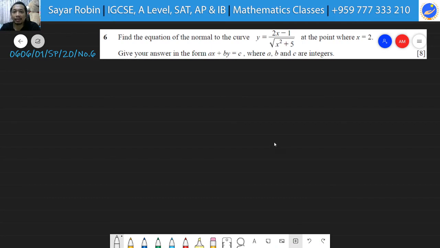Okay, the problem, here we go. Find the equation of the normal to the curve, blah blah blah, at the point where x is equal to 2. You already know the parent function is a rational function. You have to be careful when you differentiate that kind of function, because some students are weak at handling it in surd form. So I just want you to be careful when you do it.